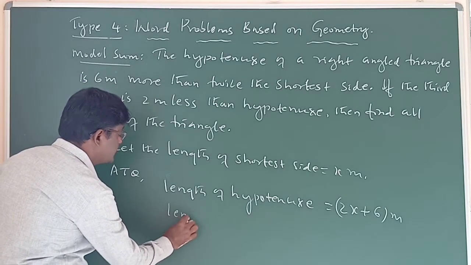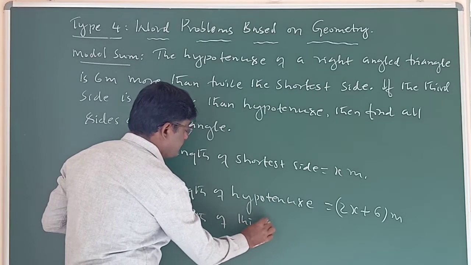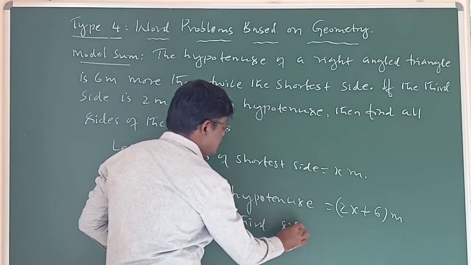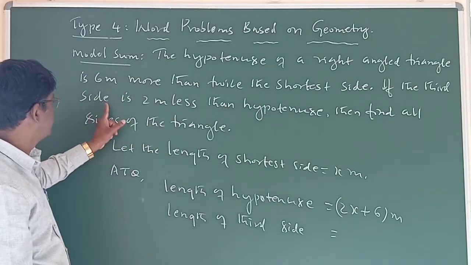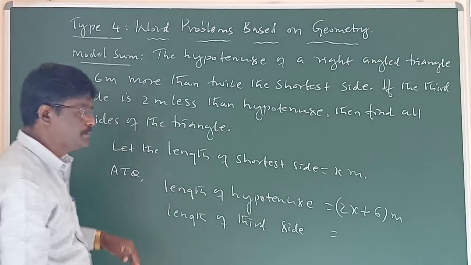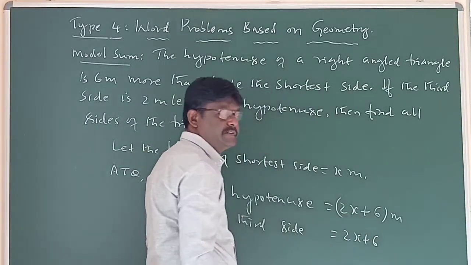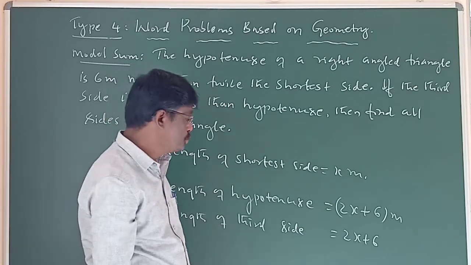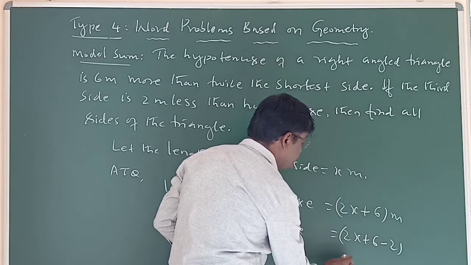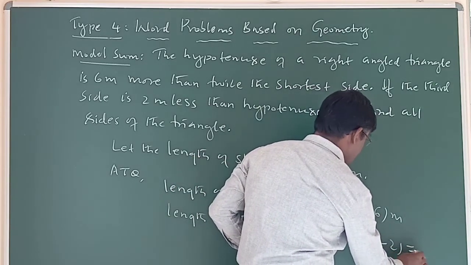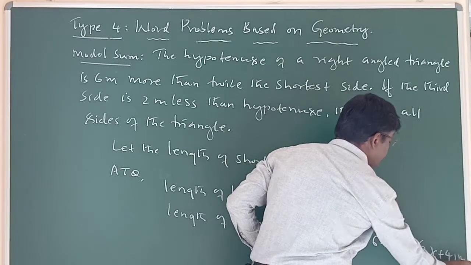Length of third side. Okay. What the condition given? If the third side is 2 meter less than the hypotenuse. Now we know 2x plus 6 is the length of hypotenuse. 2 meter less. Minus 2. So equal to what? 2x plus 4 meter. Okay, children.